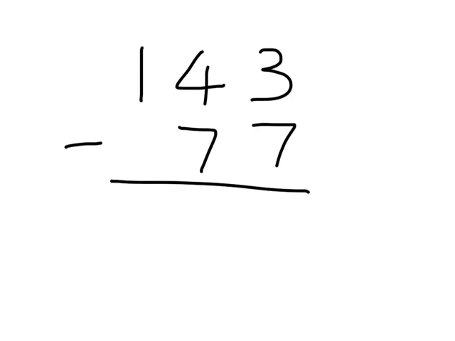This sort of subtraction can be a bit tricky. 3 take away 7 I can't do. If I've got 3 of something I can't take 7 away, so I'm going to move one of these 4 tens here, leaving 3 tens in the tens column, and that 10 now goes into the units column, so I've got 13 units. Now I can do 13 take away 7 would leave 6.